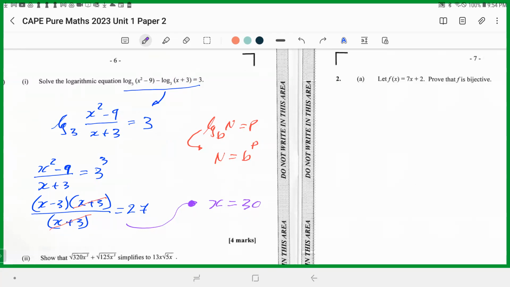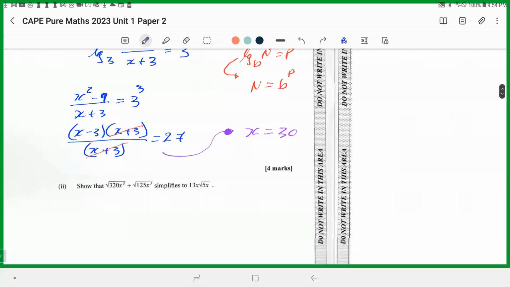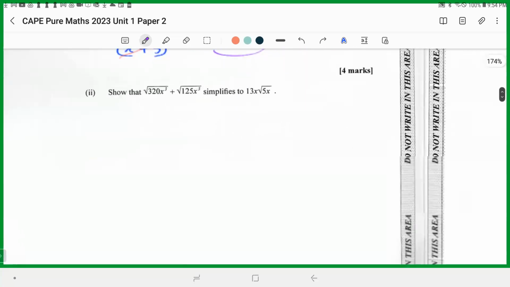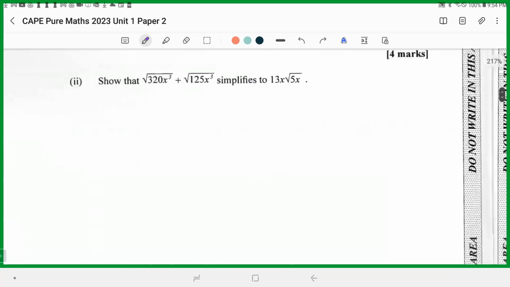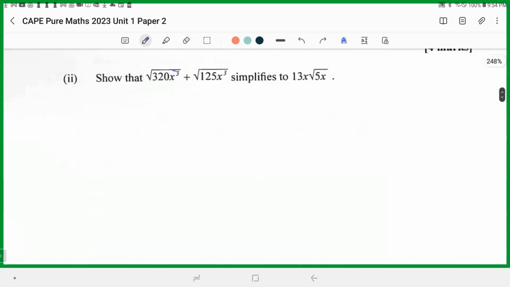All right, let's continue. This question says we are to show that this is equal to that. But the first thing I want to note is that we have a 5x inside here. So it means that I want to factorize out 5x out of these terms. That's what I'm going to start with. Factorize out 5x out of this and out of this under the square root sign.